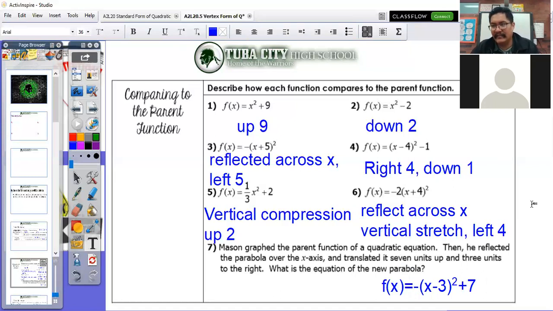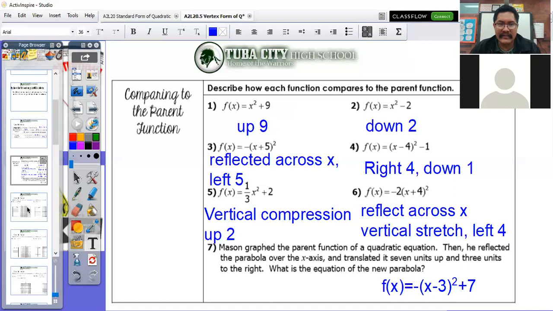Everything else is, again, well, the up and down does match the way you would think it does. The up and down, up is positive, down is negative, but the side to side is opposite. And I think it was like that for absolute value functions as well. So if you remember absolute value functions, that one was also opposite direction from the way you might think.